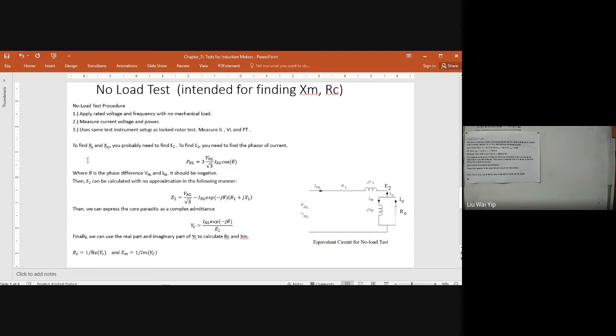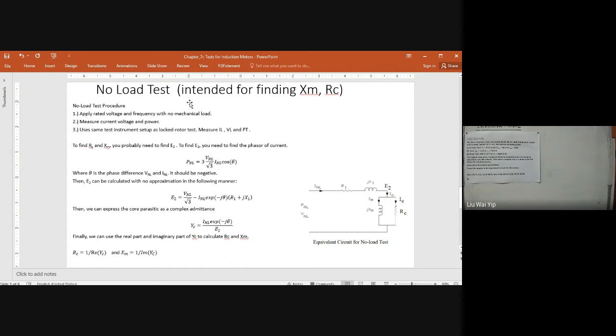Okay, and we can use the same test instruments as we did for the locked rotor test. I mean, it's the same emitter, same voltage, and same power meter. Now, the test looks very simple, deceptively simple, but to take out the parameters based on this test is not going to be easy.